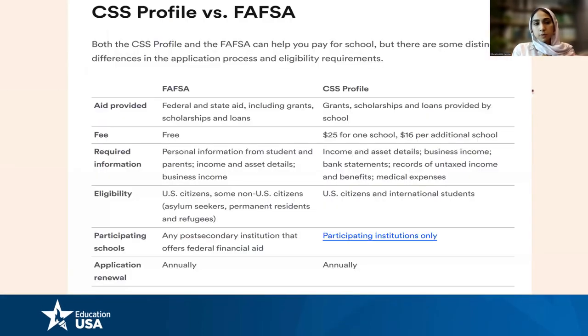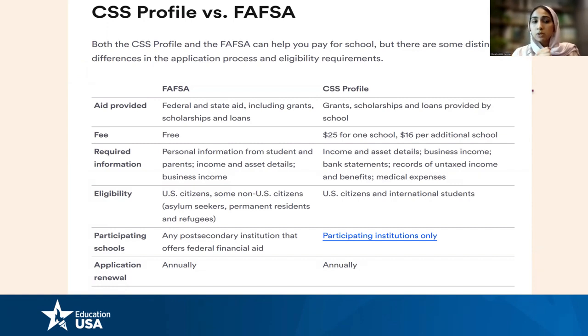So this is the difference between the FAFSA and the CSS profile. The big difference is that CSS profile can be used by international students. FAFSA can only be used by US citizens. However, if you are a US citizen, you can use FAFSA and CSS profile both, but you can only use them both when you're applying to a private institution, a private university. If you're applying to a public school, you can only use the FAFSA, which is for, again, American citizens. CSS profile you can only use for private schools, as an international and an American citizen.